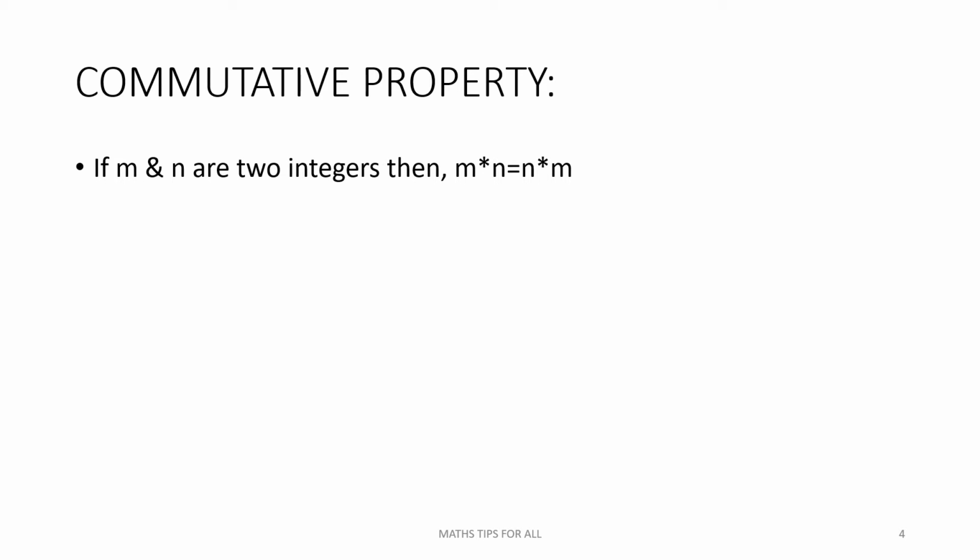Next, coming to commutative property. According to this property, m and n are two integers, then m into n is equivalent to n into m. So anyhow we can multiply it. For example, let's consider m as 3 in the first example, and n as 4.